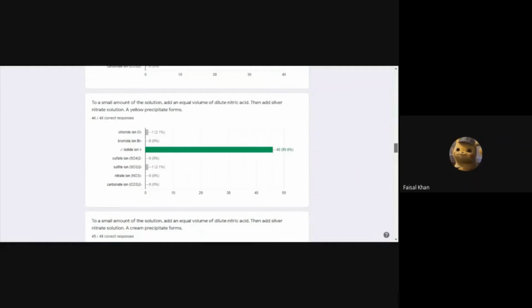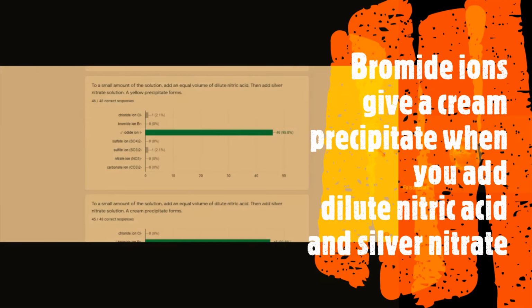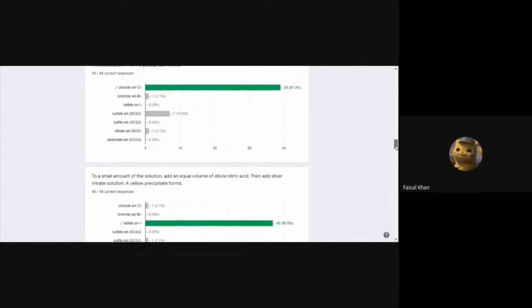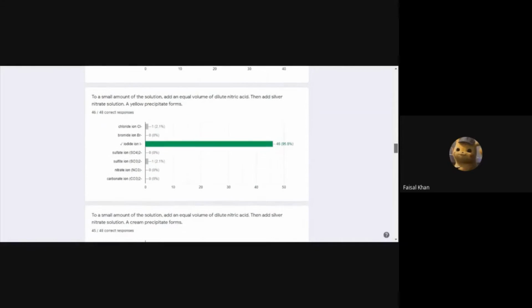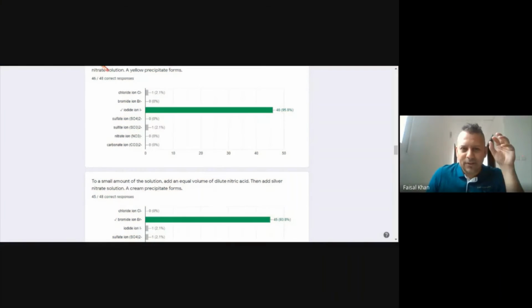The next one, silver nitrate. More people got the bromide and the iodide correct than the chloride, which was curious. The chloride one is the one where people instinctively put sulfate, but as soon as yellow precipitate and cream precipitate is asked for, it suddenly focuses their mind. So that's a really interesting one. If you do see a white precipitate, just be cautious.